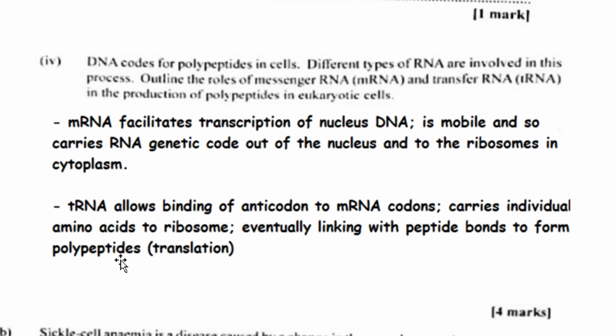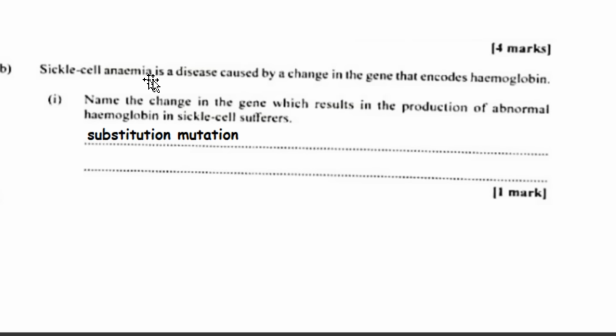It could be hormones, it could be collagen, it could be hemoglobin, it could be melanin. Sickle cell anemia is a disease caused by a change in a gene that encodes hemoglobin. Name the change in a gene which results in the production of abnormal hemoglobin in sickle cell sufferers. Well, this is called a substitution mutation.